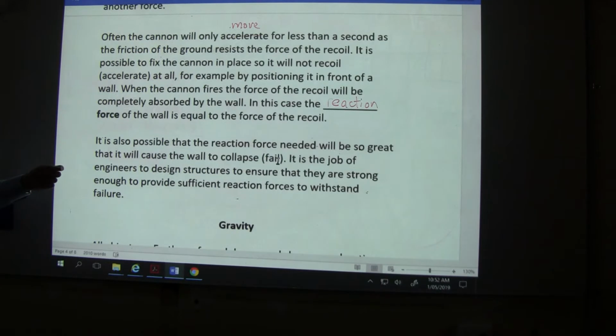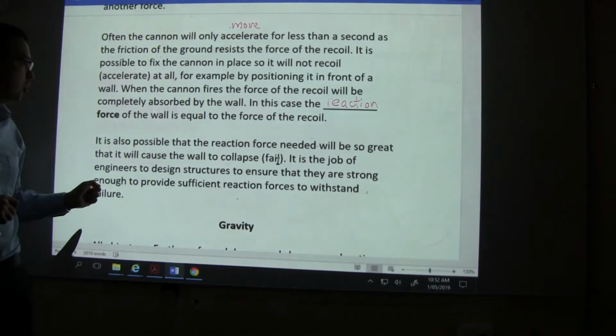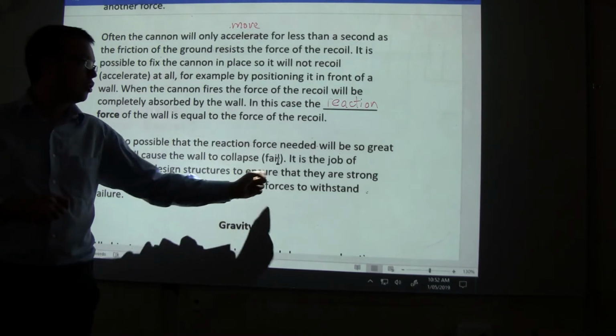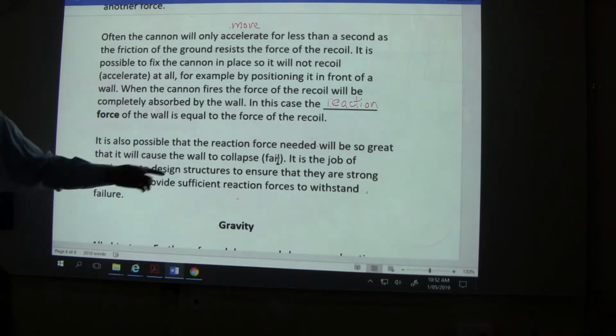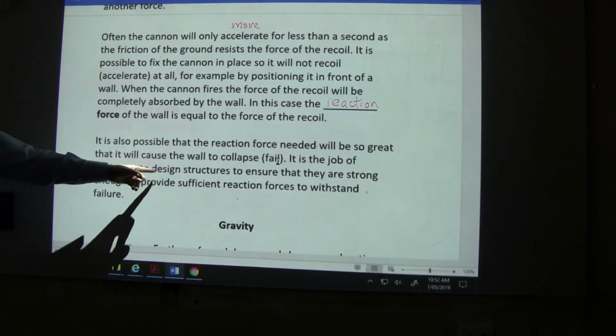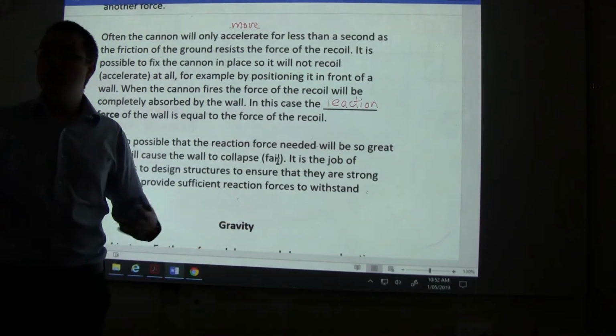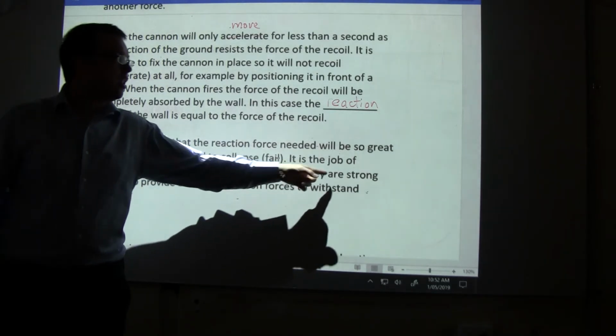It is the job of engineers to design structures to ensure that they are strong enough to provide sufficient reaction to withstand failure. I'm going to say that sentence again, and one more time afterwards in a simpler way. It is the job of engineers, what engineers do as their job, is to design structures, to think about how big the structure needs to be, to ensure that they are strong enough.